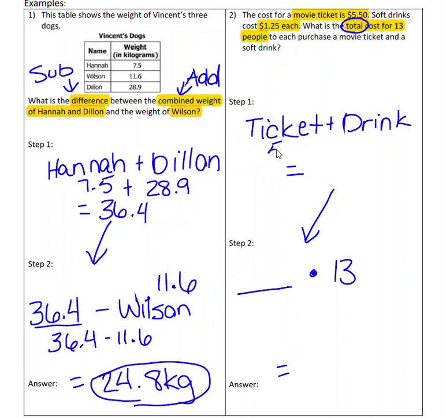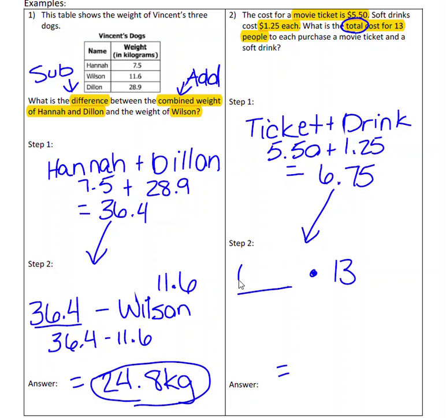The ticket is $5.50 plus the drink, which is $1.25. Okay, let's add those together. I'm going to go to my calculator. $5.50 plus $1.25 gives me a bill of $6.75.